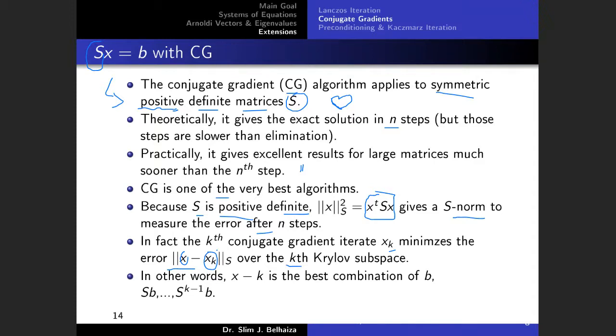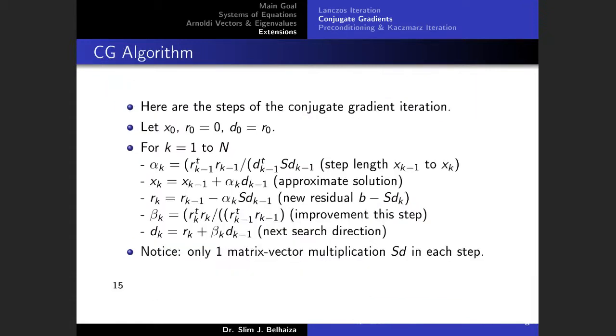So in other words, x and xk is the best combination of b, Sb, up to S^(k-1) b, meaning the best combination of the vectors generating the Krylov subspace. So the algorithm starts mainly with the following initialization. We do have an x0, which is the initial vector we start with, as usual. Let's set r0 to b and d0 to r0.